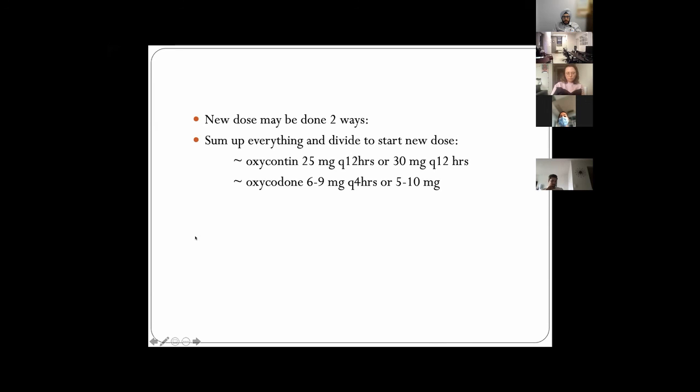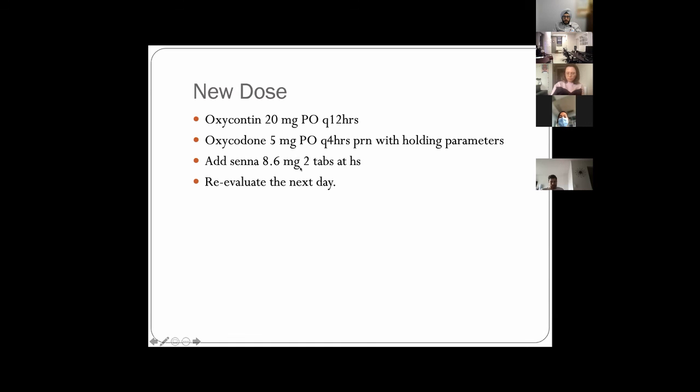So this is the part where you total everything again, right? So now the new dose based on the total is 50 milligrams in total, practically. So you're going to start them on 25 every 12 hours, and then the oxycodone PRN is anywhere from 6 to 9, or 5 to 10, because oxycodone doesn't come in 6. It comes in 2.5 and 5 and 10. Next slide.